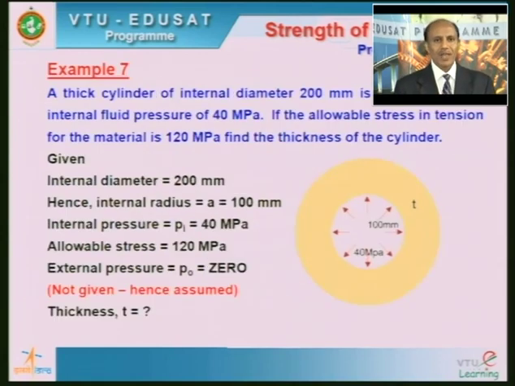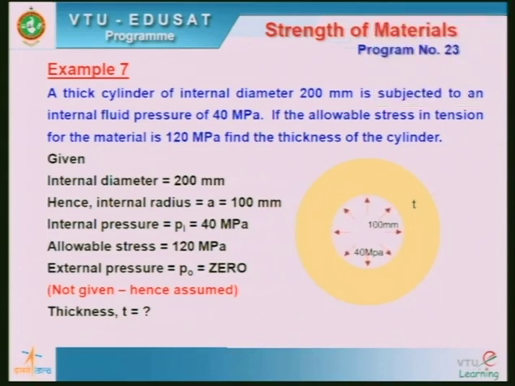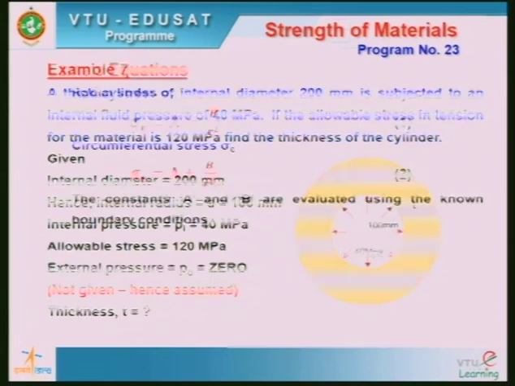Now, coming to the last example, an interesting example. In this particular case the internal diameter has been given as 200, so we have an internal radius of 100 mm. The internal pressure has been given to be 40 megapascals, and the allowable stress for the material is 120 megapascals. External pressure has not been given, so we take it as 0. In this problem we want to calculate the thickness T of the cylinder.